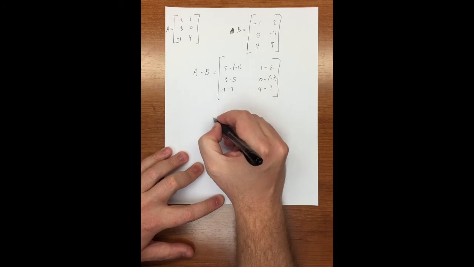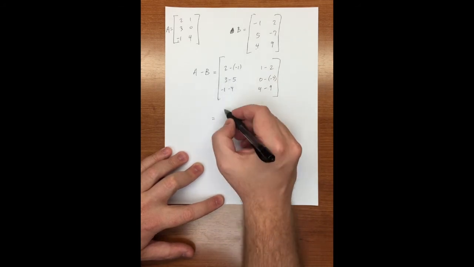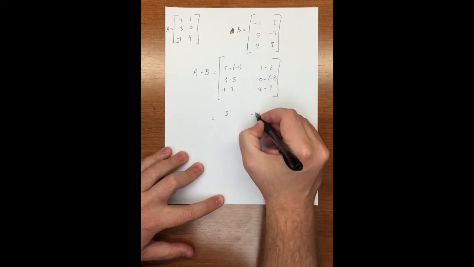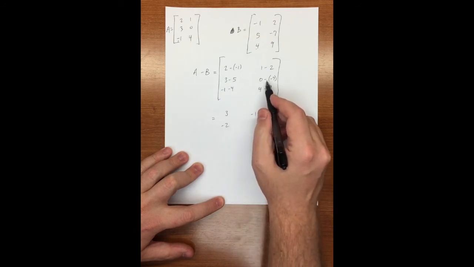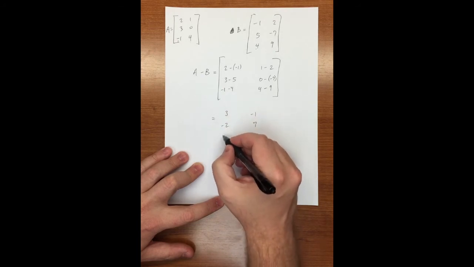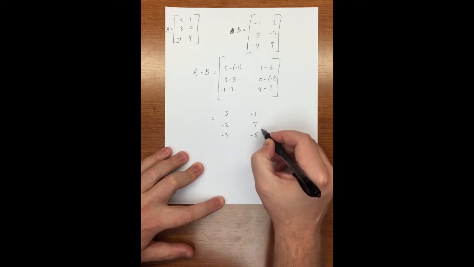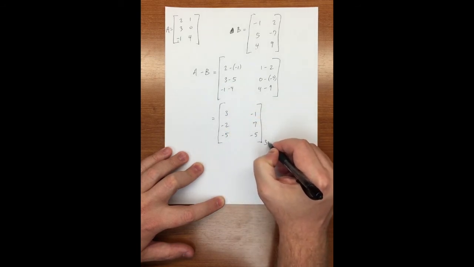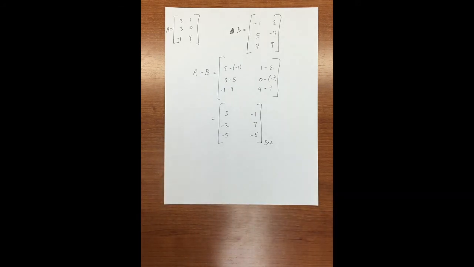And when we simplify this, we just have to be careful with our negatives. So 2 minus a -1 is actually 2 plus 1, which is 3. 1 minus 2 is -1. 3 minus 5 is -2. 0 minus -7 is 7. -1 minus 4 is -5. 4 minus 9 is also -5. And now what we have as a result is a 3 by 2 matrix, 3 rows and 2 columns, just like we thought we should end up with.